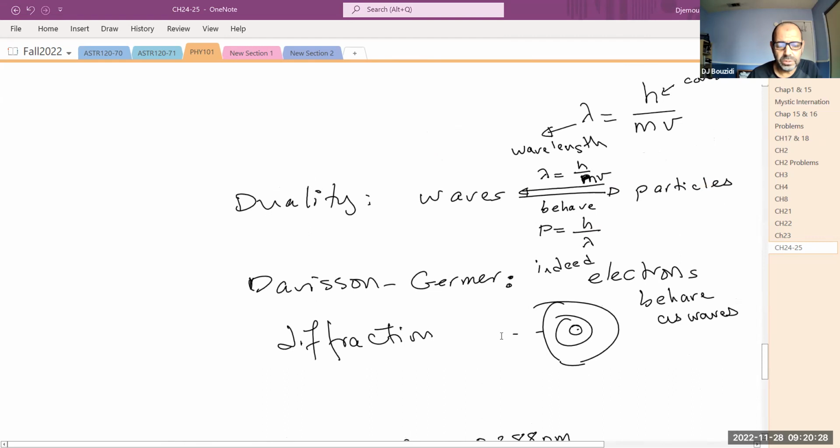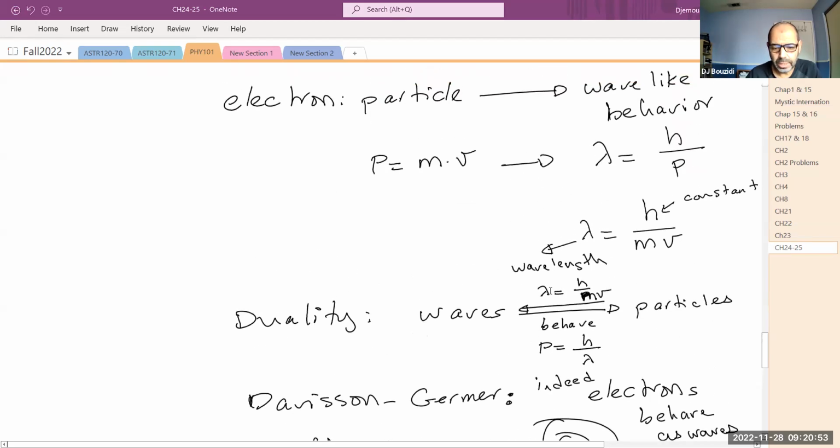So again, Davisson and Germer, or Germer, I think Germer because he moved to the United States and became American, so we say Germer. Okay, not the German way. Anyway, Davisson and Germer basically showed beyond the shadow of a doubt that indeed electrons have wave properties. So particles do indeed have wave properties.